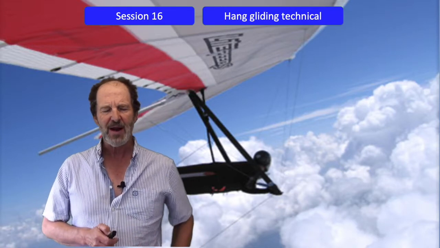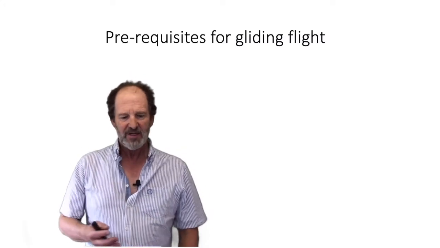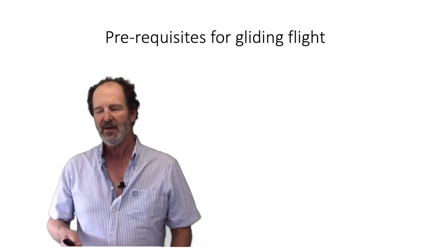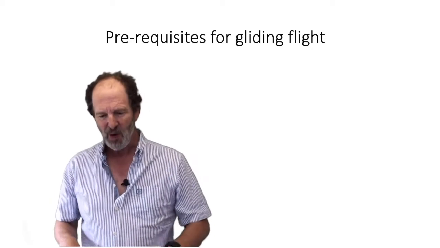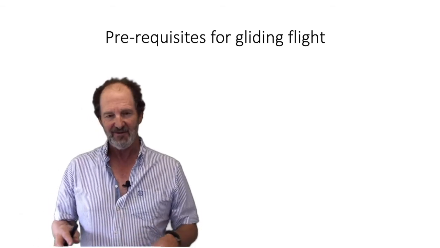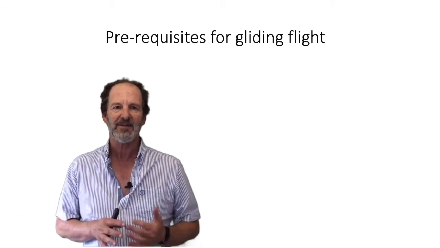Okay, so the prerequisites for gliding flight. Let's start right at the beginning. If you have a 25 kilo hang glider and a 25 kilo, I don't know, canoe, and you're on top of a cliff and you jump off, then the hang glider, assuming it's rigged, is going to give you a gliding flight and the canoe is not. So why? What is the fundamental difference?